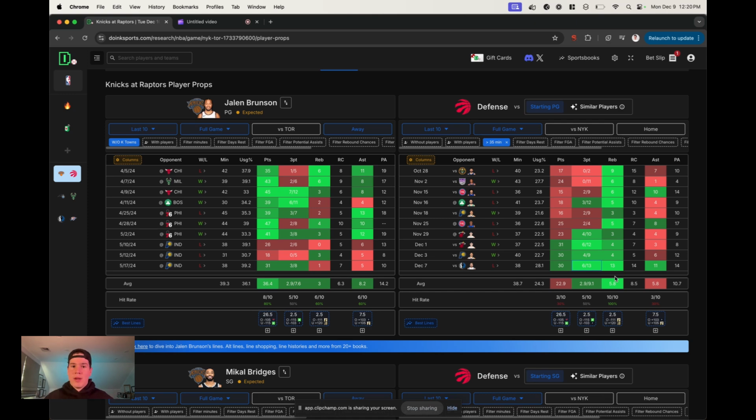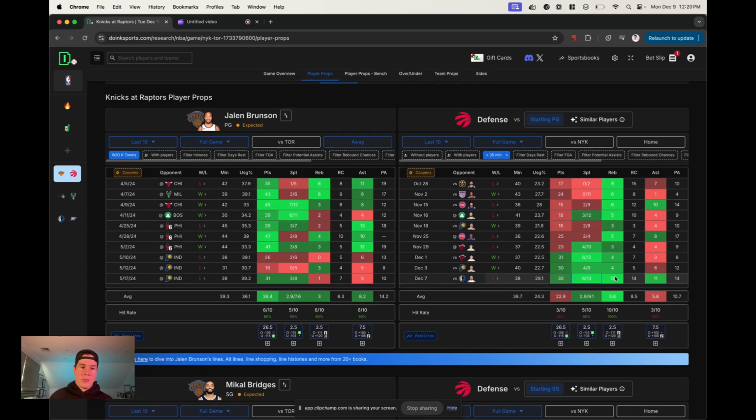Just for the sake of the video, guys, I'm going to consider that a good bet. Jalen Brunson over 2.5 3-pointers. Again, this is by no means a winning strategy and by no means financial advice. This was simply intended to show you what kind of things you want to look out for when starting to develop your own research strategy on Doink.